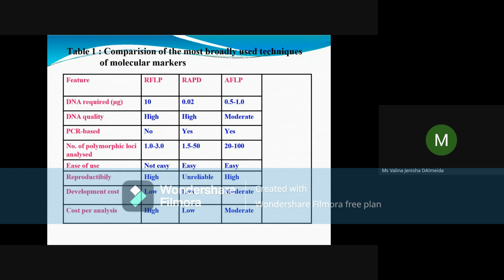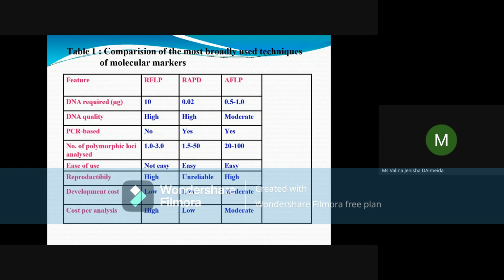The second is DNA quality. The quality required for amplification is very high in RFLP and RAPD, whereas AFLP needs less. RFLP is non-PCR based, whereas RAPD and AFLP are PCR based techniques. RFLP is not very easy to understand. Next is reproducibility. That means you get the same specific answers every time you perform the experiment. That is very high in AFLP and RFLP.